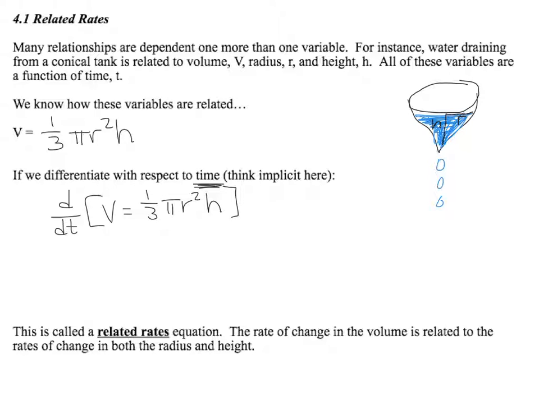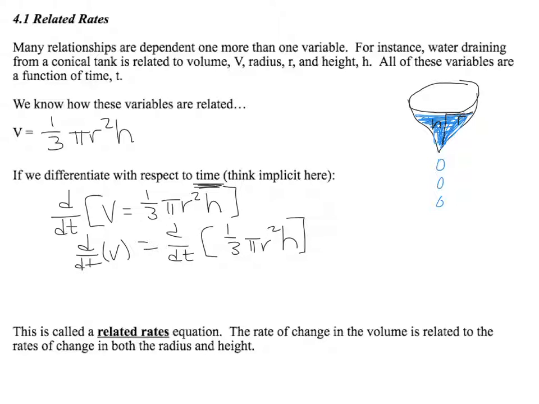If we take the derivative of t, d/dt of t is 1, but d/dt of anything else requires us to use the chain rule. So let me break this down first: we're going to take d/dt of the left-hand side and then d/dt of the right-hand side, 1/3 pi r squared h. And the other thing you should notice is the right-hand side is going to have a product rule in it because it does have that r squared times h, so I can't forget about that.